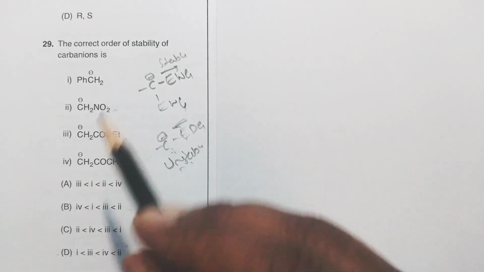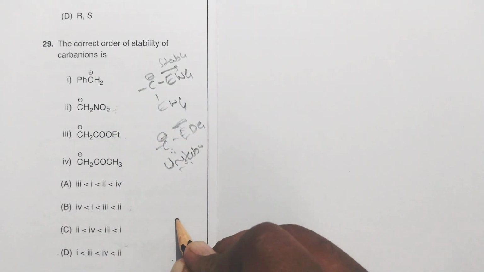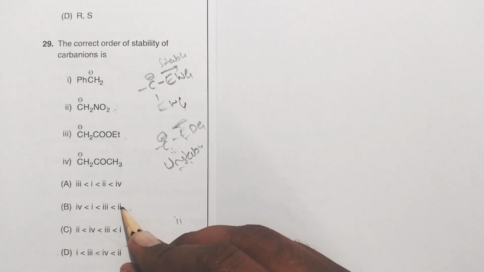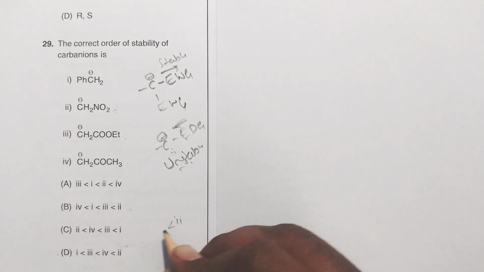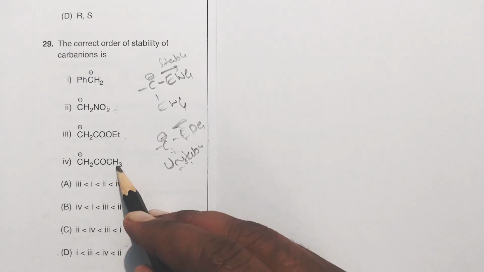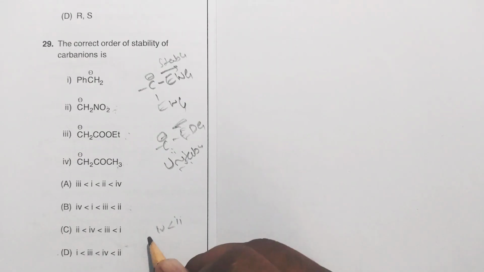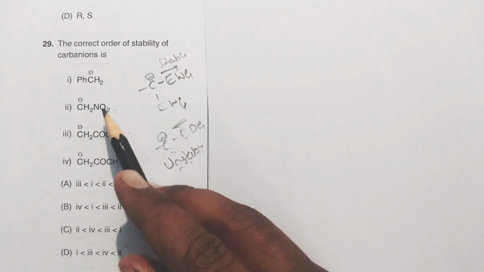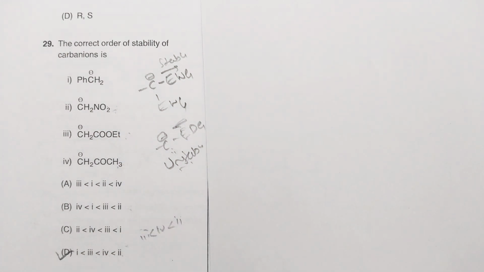Hence 2 is having higher stability, then 4, then 3, and lastly 1. Hence option D is correct.